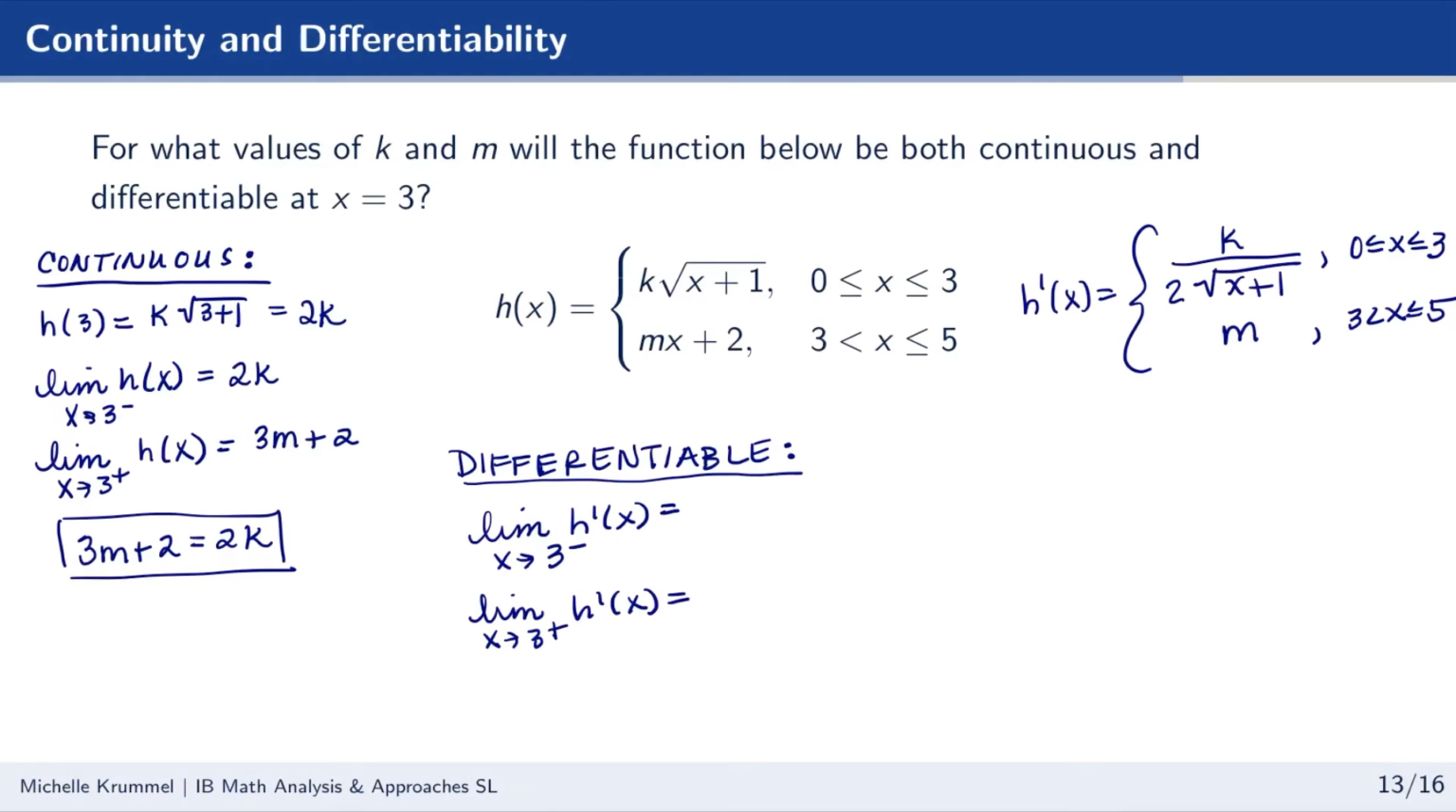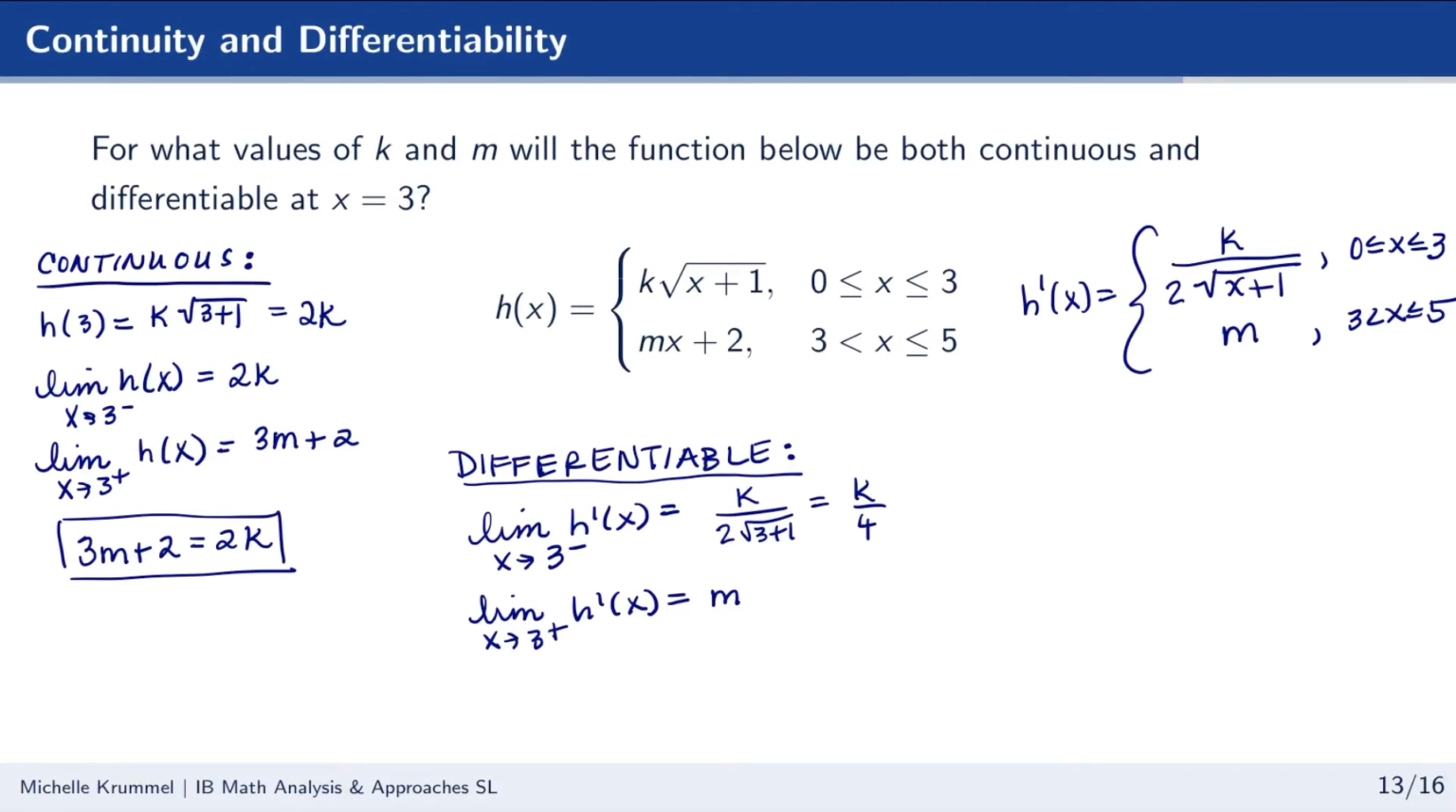Now I can find the limit of h prime as I approach 3 from the left. It's going to equal k over 2 times the square root of 3 plus 1, so k over 4. And the limit of h prime as I approach 3 from the right, there is no x to substitute the 3 in for, so it's just m. Okay, so the only way this is going to be differentiable is if k over 4 is equal to m. Otherwise, that limit's not going to exist.